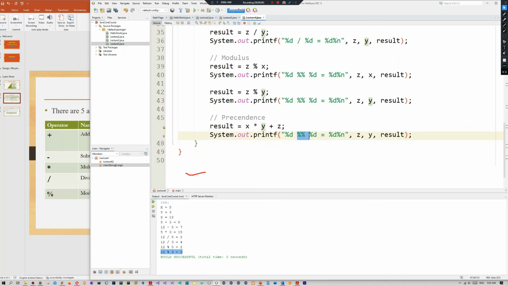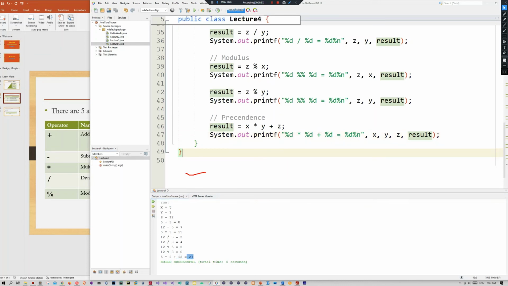Let's print the values. X multiplied by y and plus z, and result. Let's print it. Okay, so 5 multiplied by 3 is operated first, we get 15. Then we added 12 and it becomes 27. So if an operator has more precedence, it will be operated first.